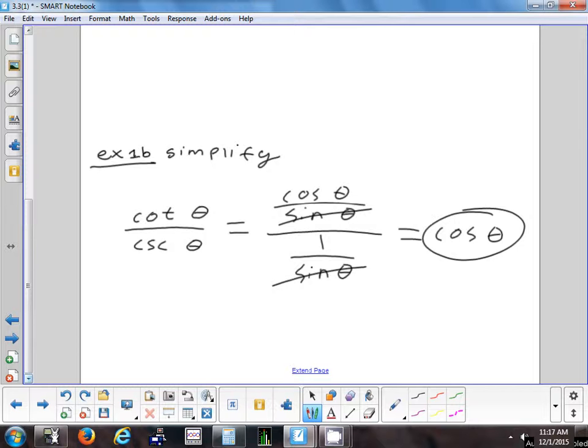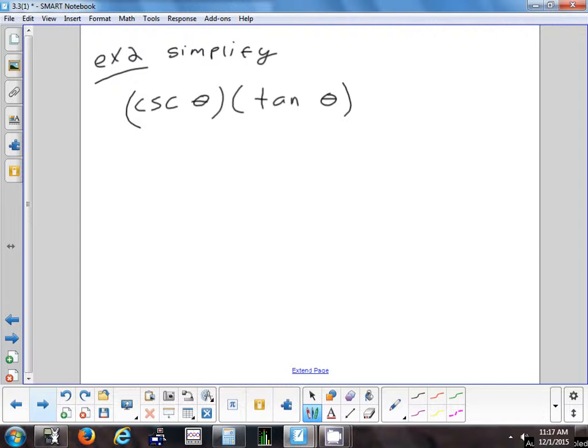Questions on that one? Okay, another one very similar to the last two: cosecant times tangent. How about Brandon? How can we write cosecant as a fraction? 1 over sine. Good.